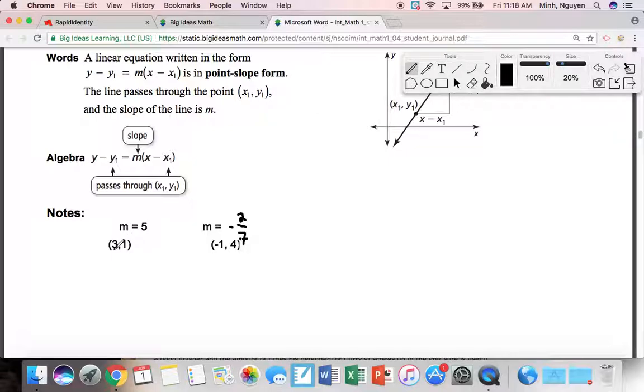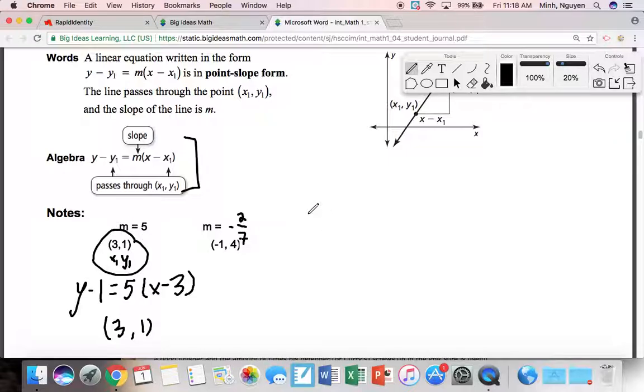So what that will look like is this is x1 and y1. So using this format, we'll say y minus 1 equals 5 times x minus 3. And so if you look at this, you can know, oh, okay, well the slope is 5, and a point on the line is (3, 1), which is fair because that's what I started out at.